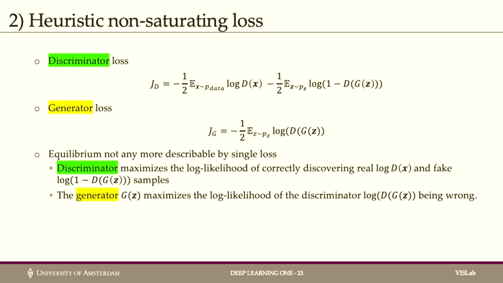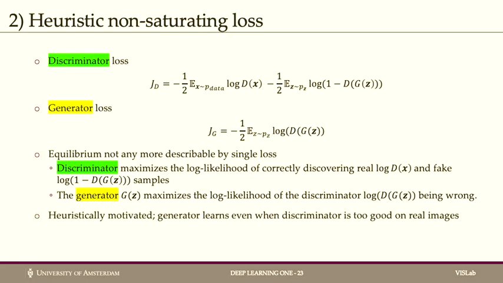The discriminator still tries to maximize the log likelihood of correctly discovering the real samples and the fake samples. And the generator maximizes the log likelihood of the discriminator being wrong. What you have here now is that the generator can learn even if the discriminator is very good on the real images. Because previously the generator's loss was a mixture of how good the discriminator is on real images and how good it is on the fake images. And now the generator's loss only depends on the generator's outputs, which makes sense.